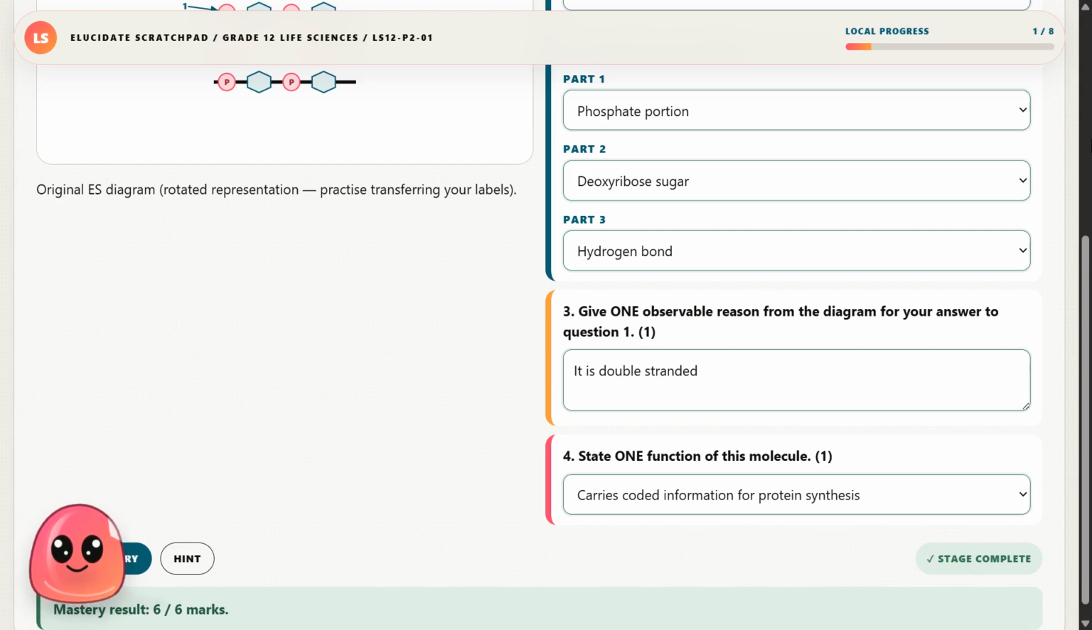The answers: the molecule is DNA. Part 1 is the phosphate portion. Part 2 is the deoxyribose sugar. Part 3 is the hydrogen bond. The observable reason: it is double-stranded. And the function: it carries coded information for protein synthesis. 6 out of 6 marks.